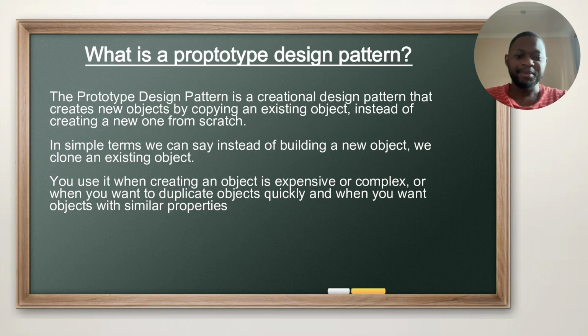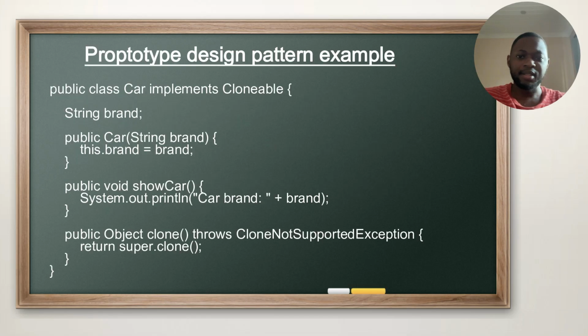So what is the prototype design pattern? The prototype design pattern is a creational design pattern that creates new objects by copying an existing object instead of creating a new one from scratch. In simple terms, instead of building a new object, we just clone the already existing one. You use it when creating an object is expensive or complex, when you want to duplicate objects quickly, and when you want objects with similar properties. That's the appropriate time to use the prototype design pattern.